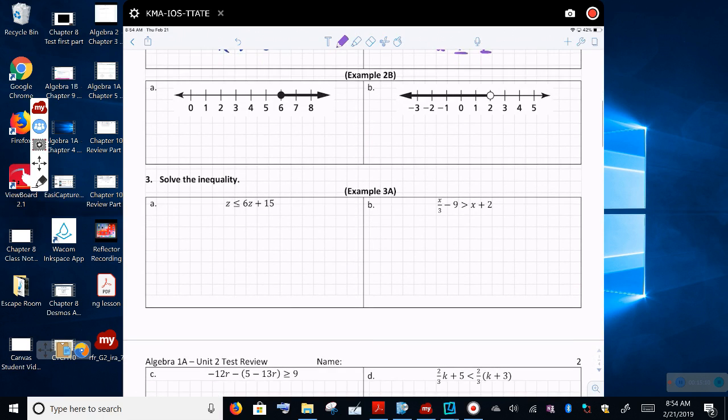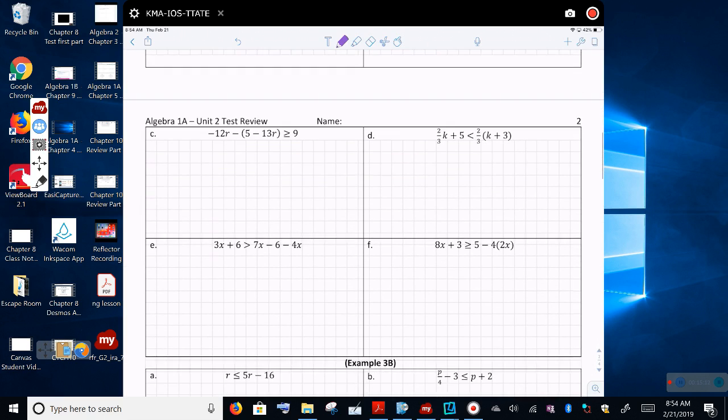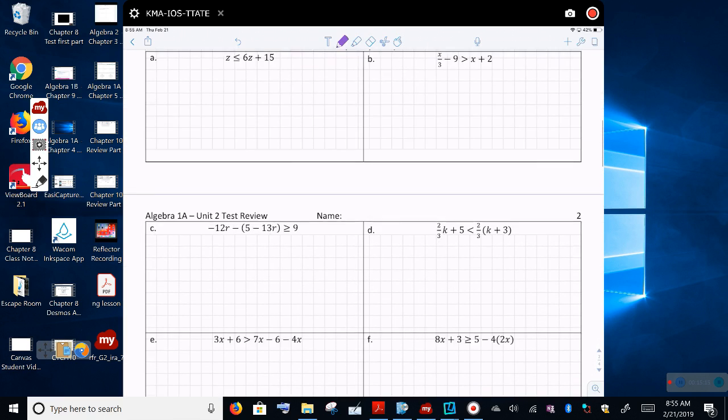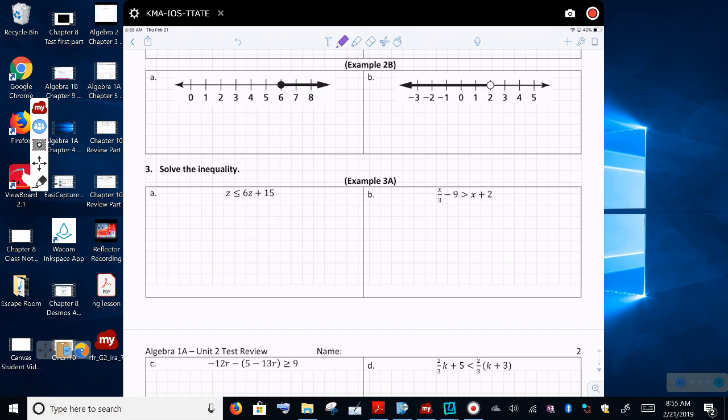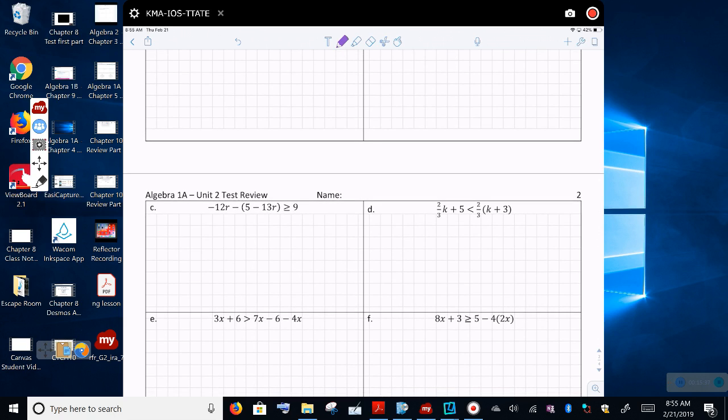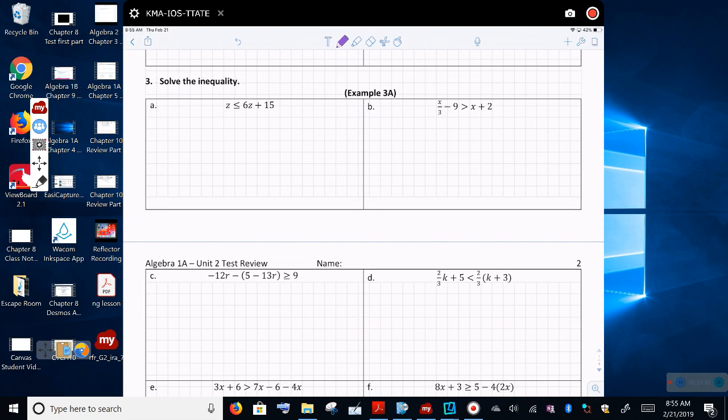Alright, let's check out number 3. We've got a bunch of inequalities to solve. You guys want a couple minutes to try a few of them, or do you want to just do it? Try it. Okay, go ahead and try them. I'll give you guys just a couple minutes to do a few of them. If you can't, just skip to the ones that you feel like you can do, and if there's one that looks too tough, just move on to a different one. We'll come to all.